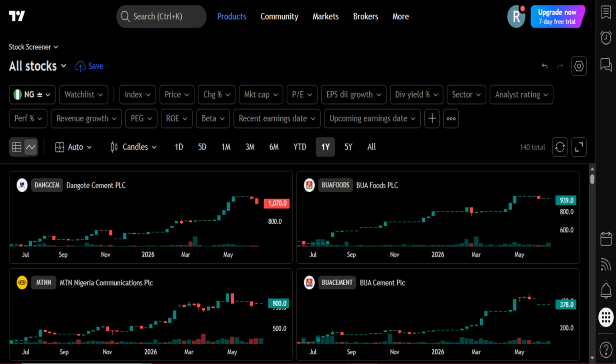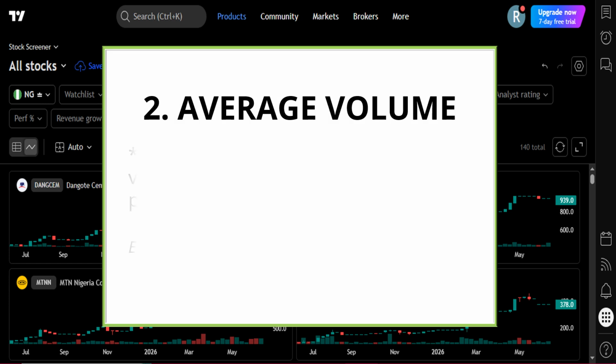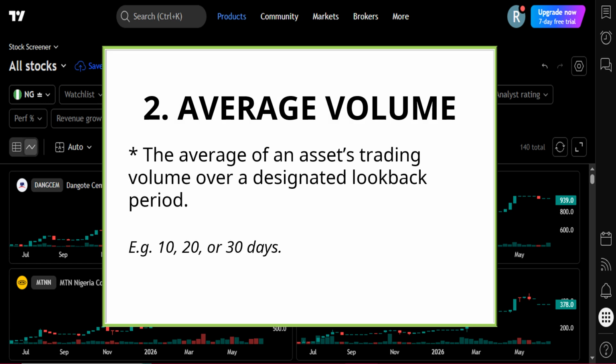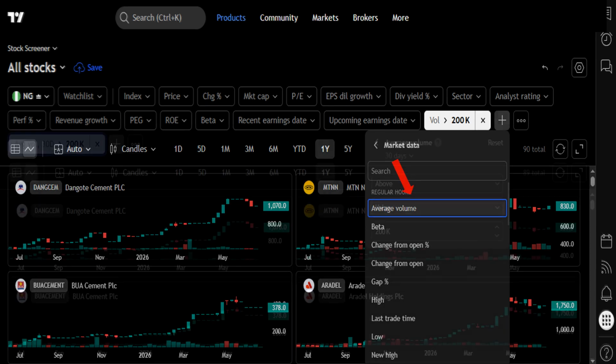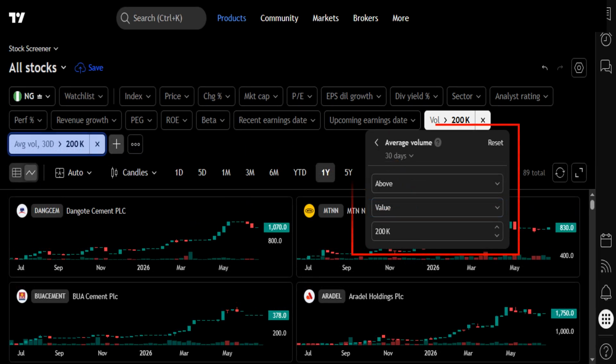Filter number 2, average volume. Average volume helps measure consistency. Instead of looking only at today's activity, it looks at trading activity over a longer period. So select average volume, use 30 days, and set it to above 200,000 to 500,000 as well. This helps remove stocks that had one lucky volume spike but are usually inactive.